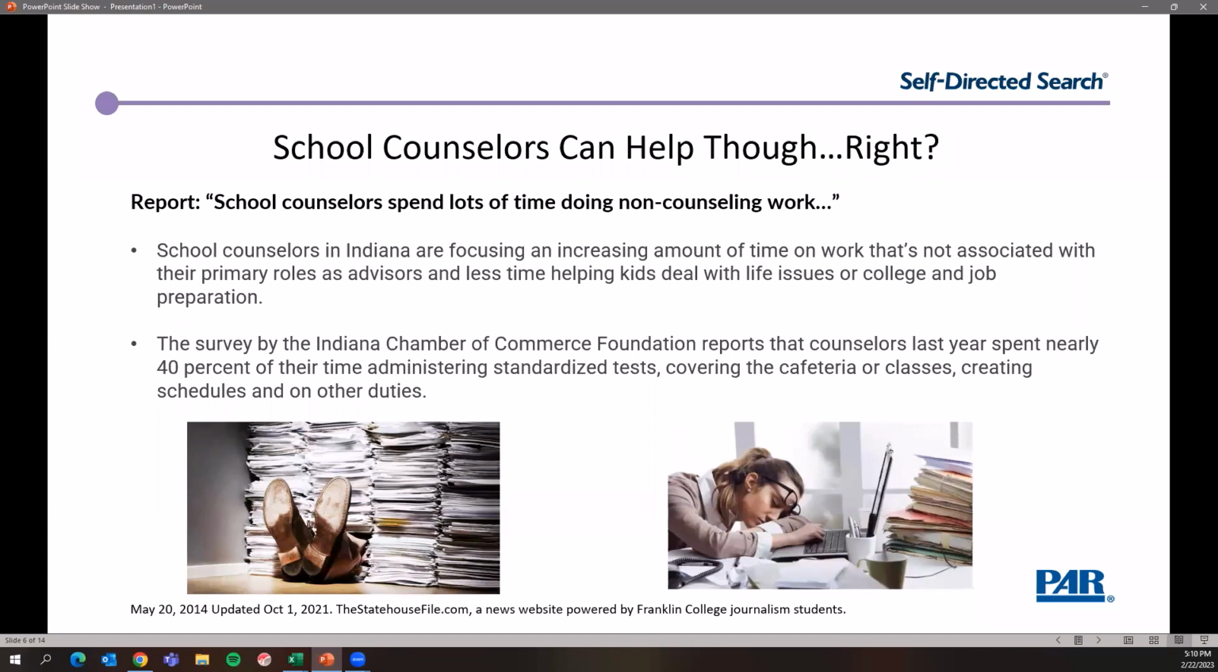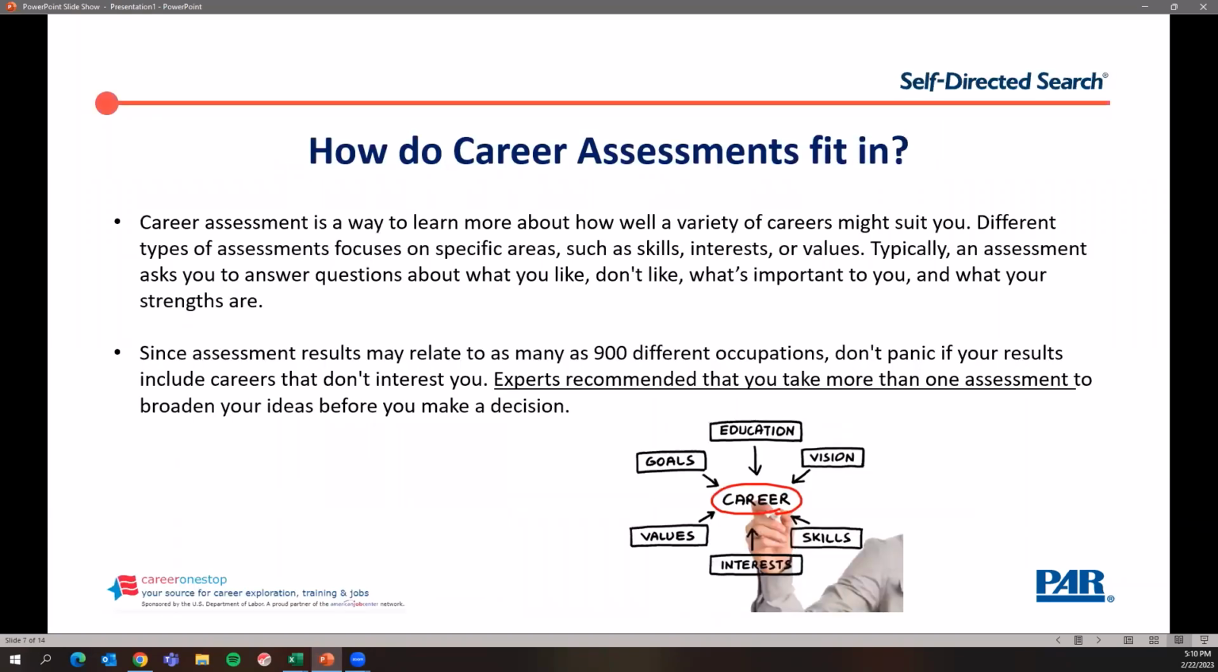Not because they don't want to. They just don't have the ability to. They're spread too thin. So how do career assessments fit in? If counselors can't do it, and if over half the people are unhappy with what they're doing in life, what is it about their selection process that's keeping them from making the right, and right's the wrong word, probably more fulfilling and satisfying decisions career-wise? So career assessments can be a really important part of that.